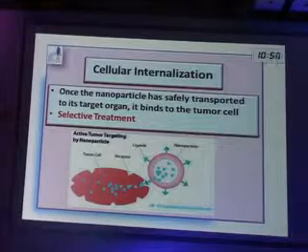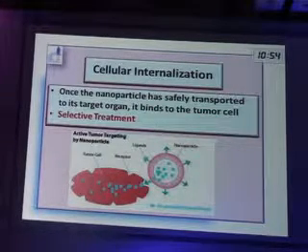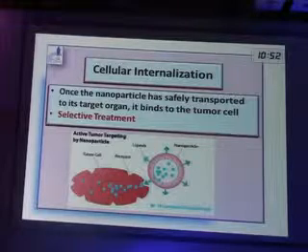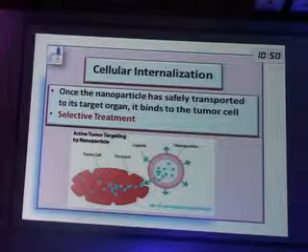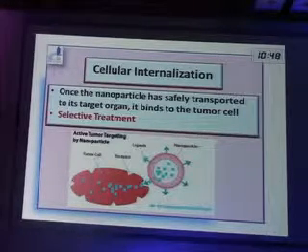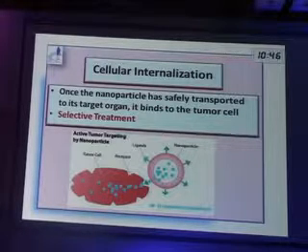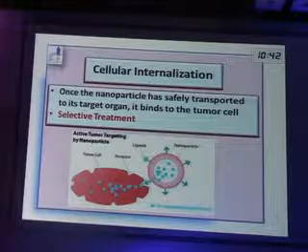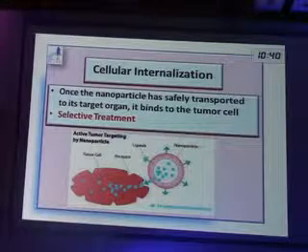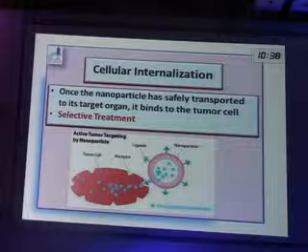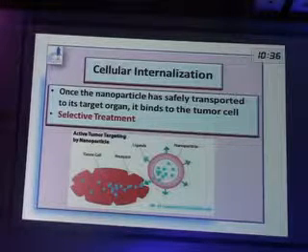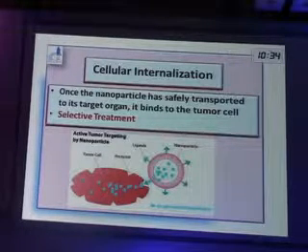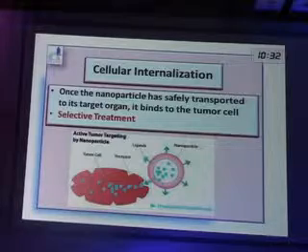For the cellular interaction, once the nanoparticle has been safely transported to the targeted organ, it binds to the tumor cell itself. So it is a selective treatment. And nanoparticles can enter the cell and transport the energy to kill the cell when we expose the cell to laser.